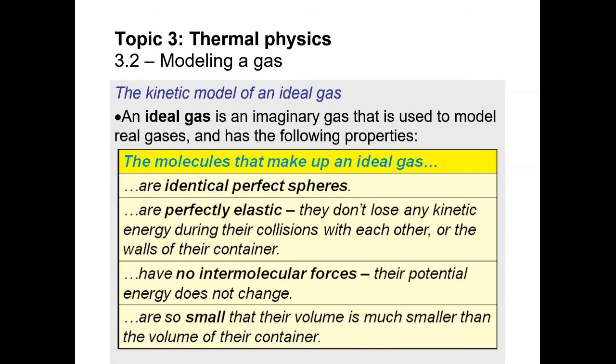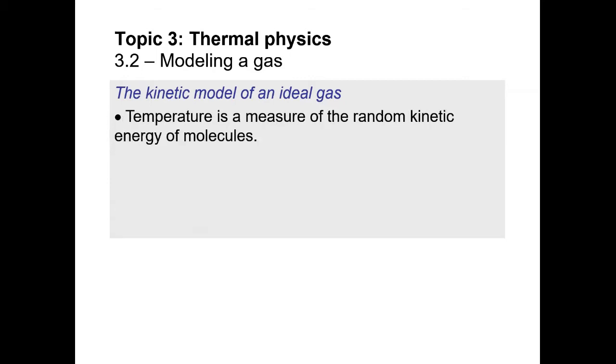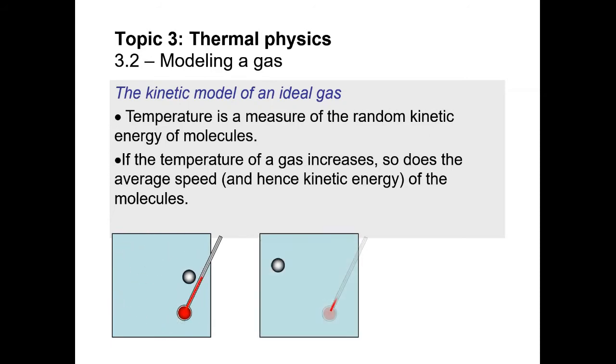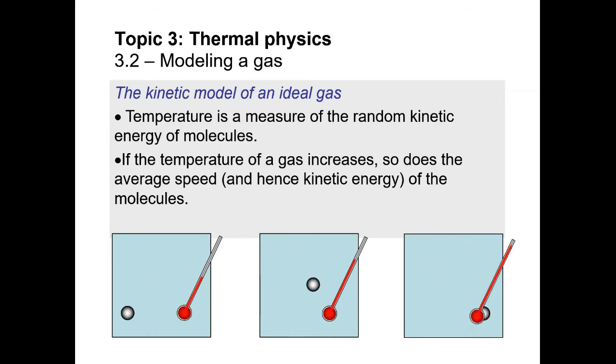And the molecules that make up an ideal gas are so small that their volume is much smaller than the volume of their container. Temperature is a measure of the random kinetic energy of molecules. If the temperature of the gas increases, so does the average speed of the molecules. Let us take a look at the animation. Lower temperature, medium temperature, and high temperature. This shows that temperature is a measure of the random kinetic energy of the molecules.